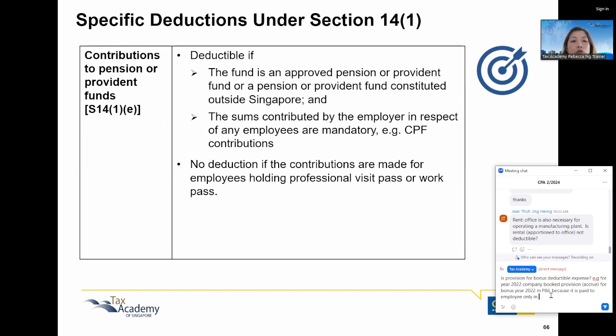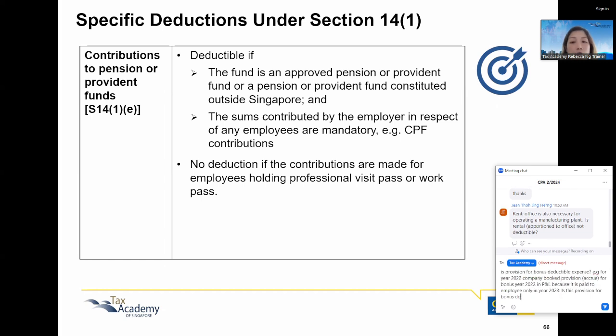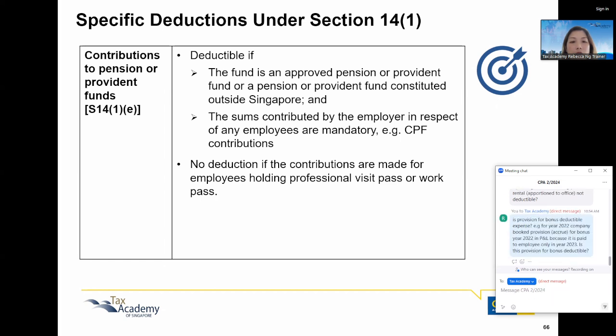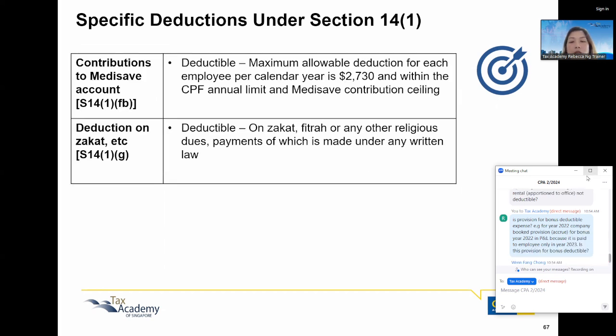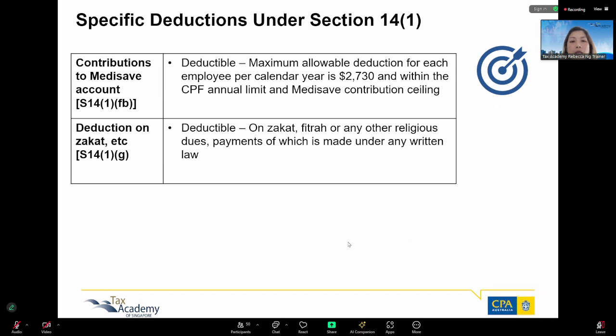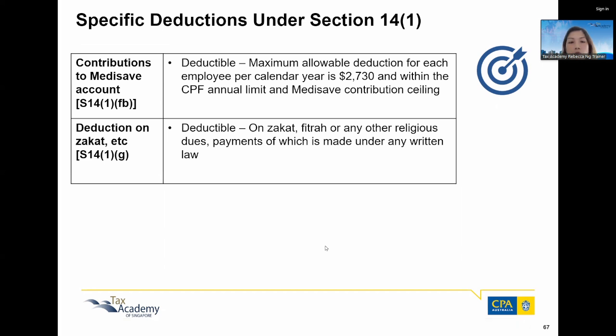And Section 14(1)(e) also provides for contributions to pension provident funds like our CPF. Okay, statutory contribution to CPF is allowable for deduction, but voluntary contribution to the employee's CPF is not allowable for deduction. Okay, statutory is allowable, non-statutory, voluntary is not allowable, and we have to add back the non-allowable amount. Okay, then contribution to MediSave account is allowable but subject to a cap, and contribution to Zakat, Fitrah, and other religious dues is also allowable for deduction.